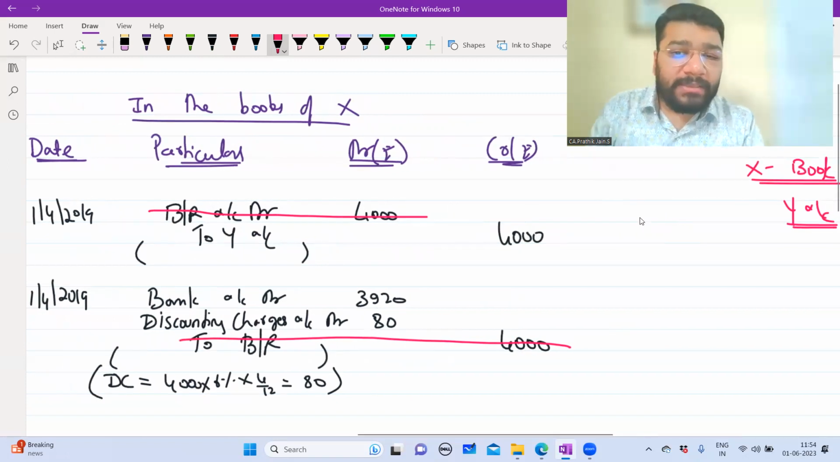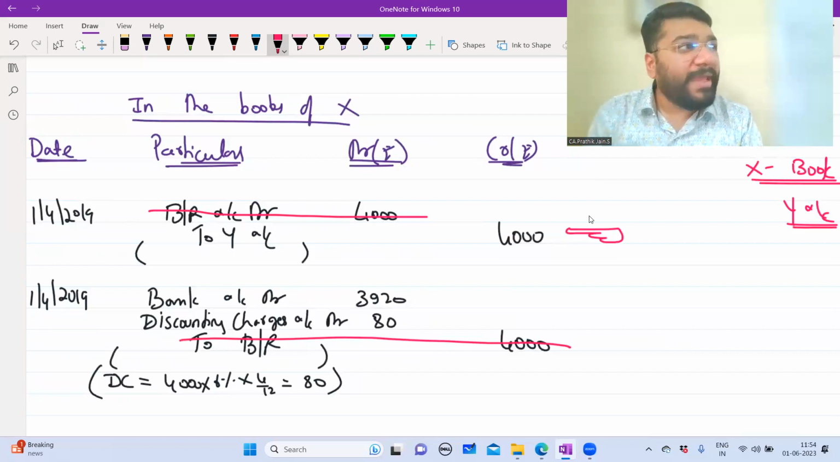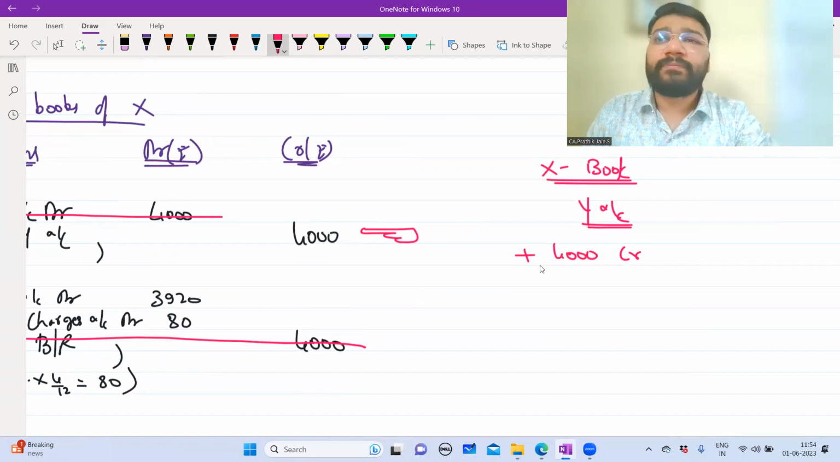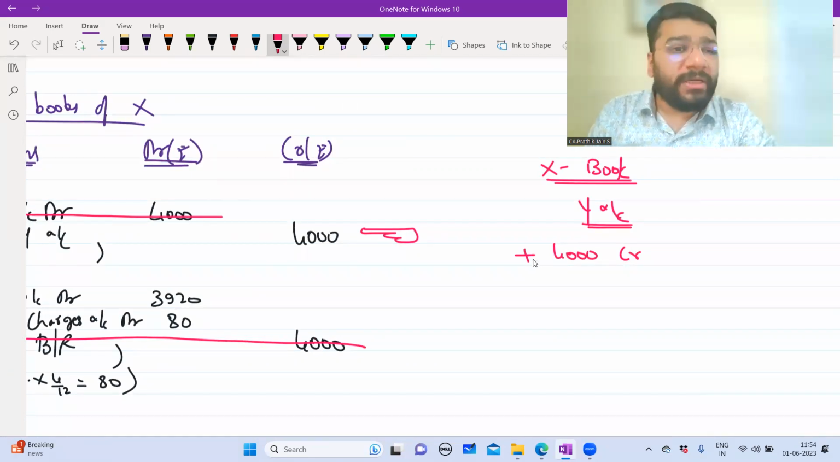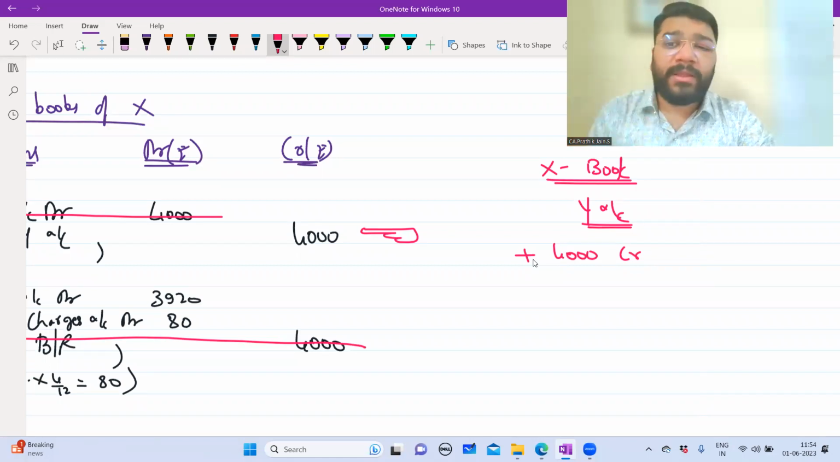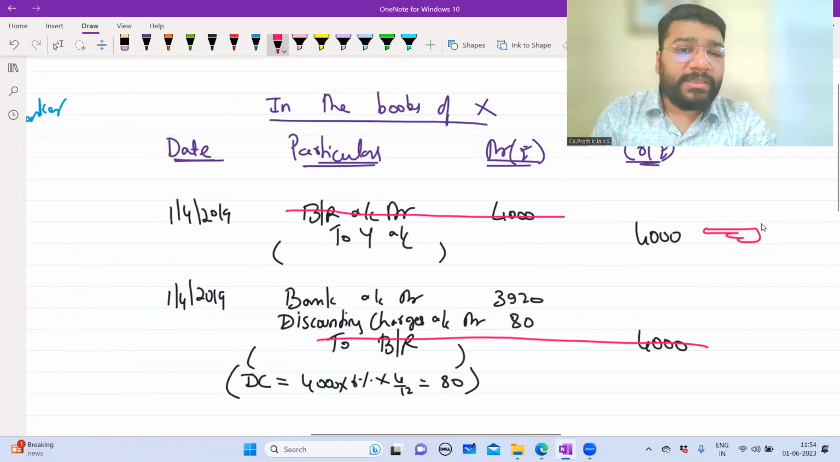Now, if I see here, is Y in debit or credit? Y is in credit now. So can I say Y account 4,000 rupees is credit positive? Whenever you record any journal entry for Y, either you debit Y or credit Y, you have to immediately record it in Y's account in the statement format. Guys, 2 entries I have recorded. Do you have any problem?